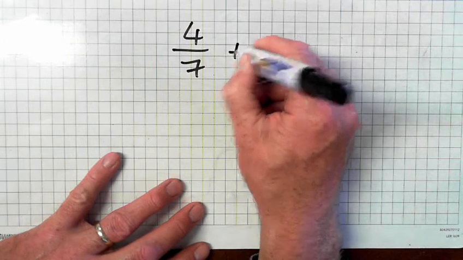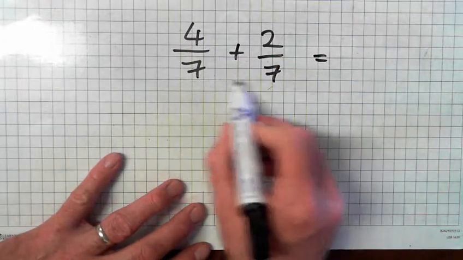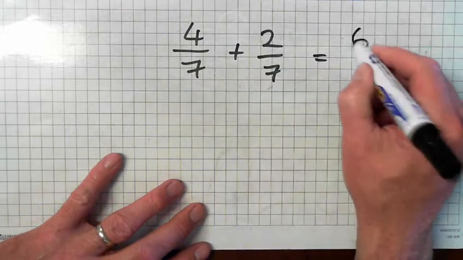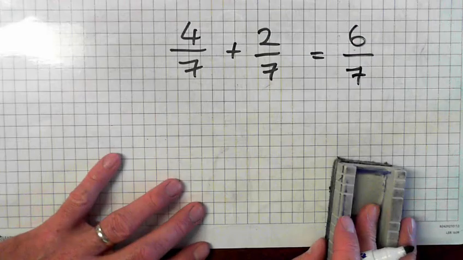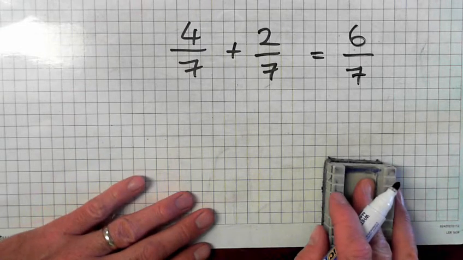Add in fractions. I can add these two fractions because the bottom numbers, the denominators, are the same. So 4 plus 2 is 6 over 7, 6/7. So the pizza was divided. Okay, the next one.